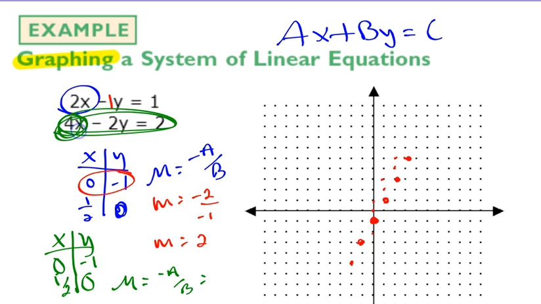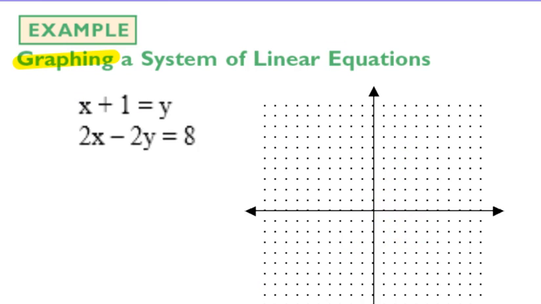The opposite of the first number divided by the second number, and I get still a slope of 2. And look at that, (0, -1), slope of 2. It's the exact same line, so I would say infinitely many for the solution.